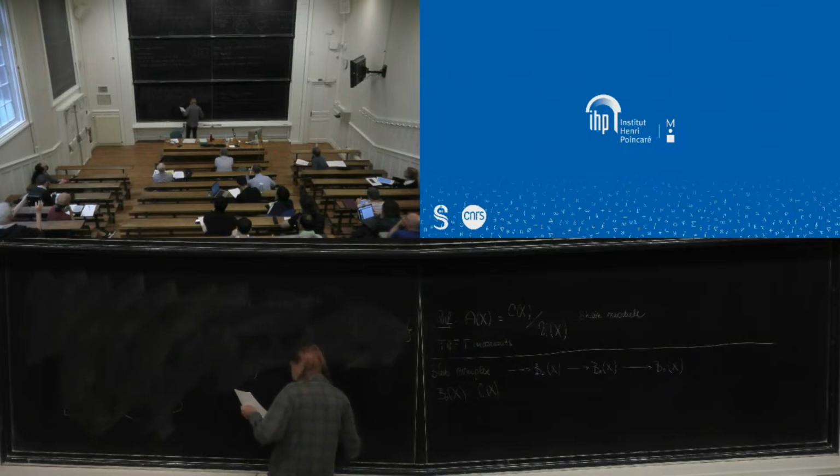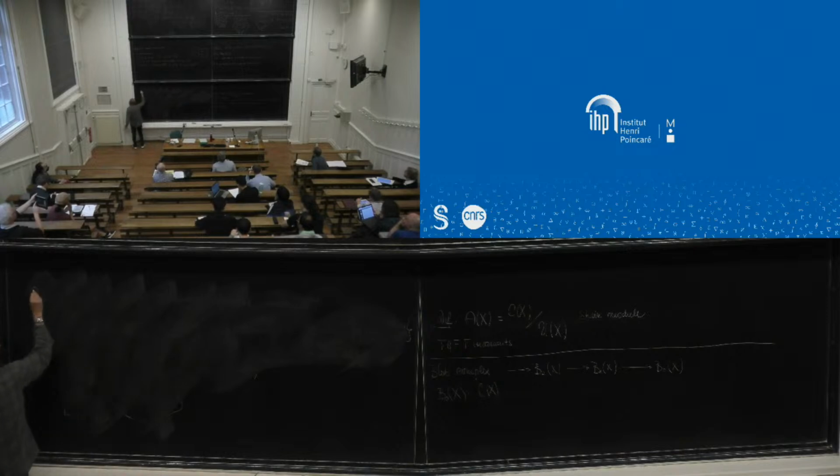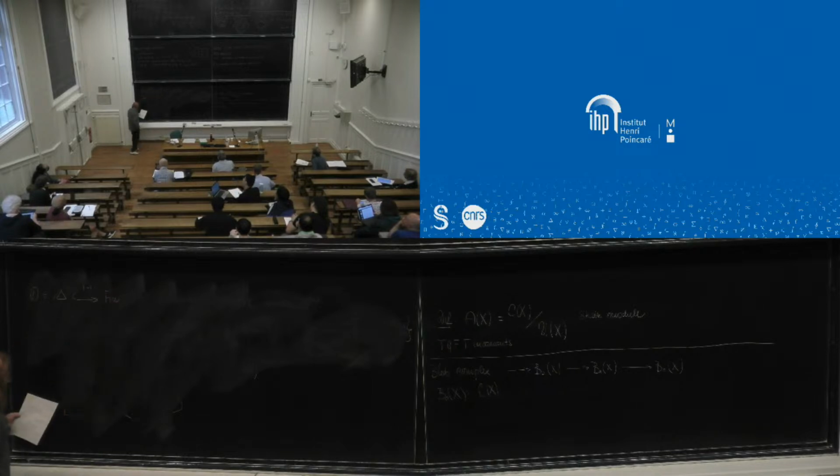So examples. O is everyone's favorite category, delta: finite ordinals and order preserving maps. Cardinality is inclusion into finite sets. So what are the fibers?